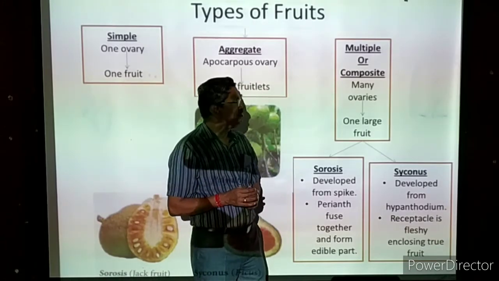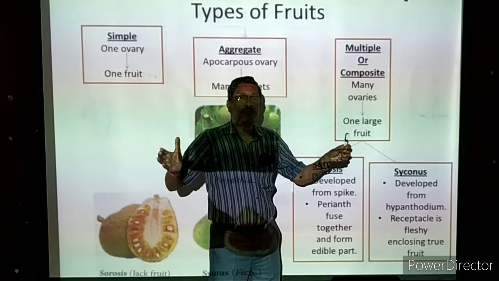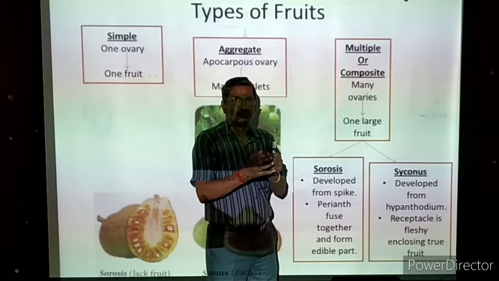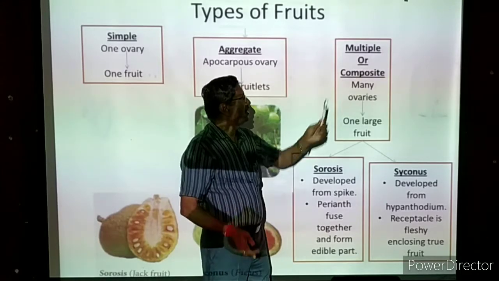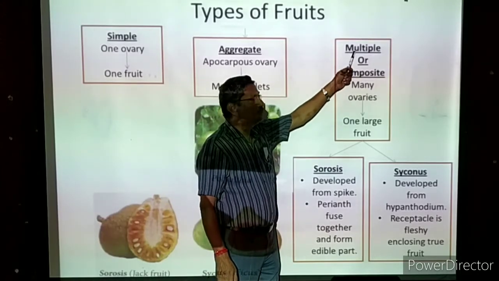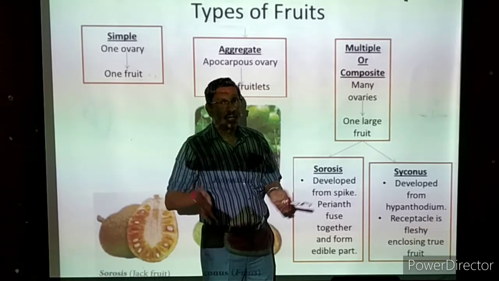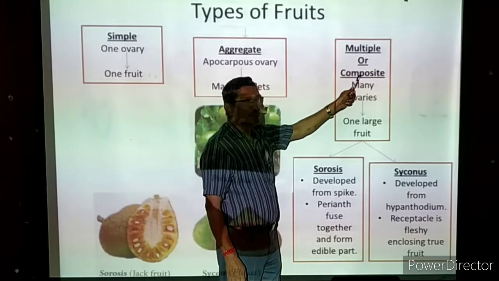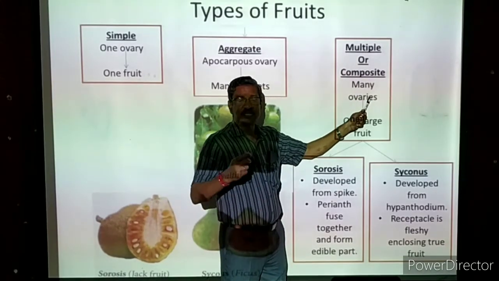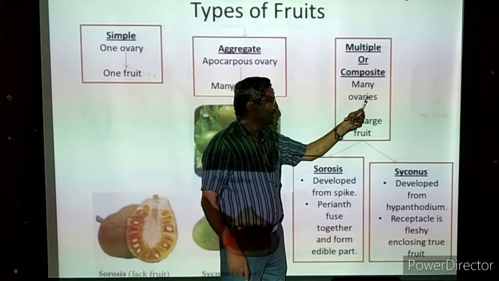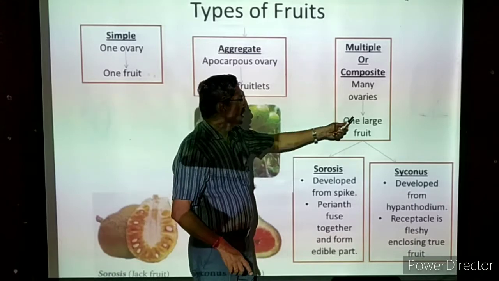After pollination and fertilization, all the ovaries develop into fruits, is it not? At that time, the fruits fuse with each other. The individual fruits fuse with each other and give a large appearance, a large structure. That large structure is called a multiple fruit. That means 100 small fruits fused together form a single large fruit. That is called a multiple fruit or composite fruit. So how to give the meaning? Many ovaries, because in the bunch of flowers many ovaries are there, develop into one large fruit. That is called a multiple fruit.